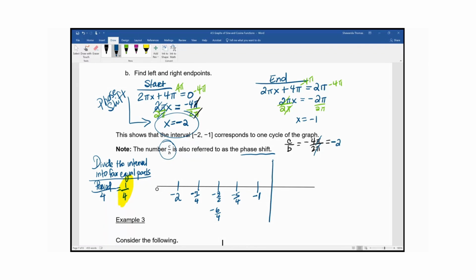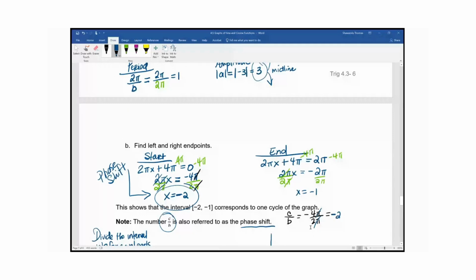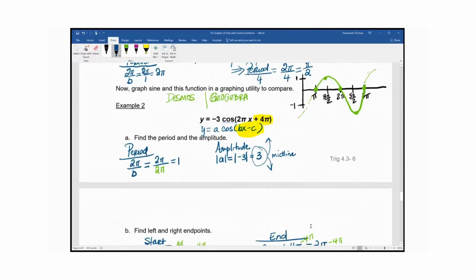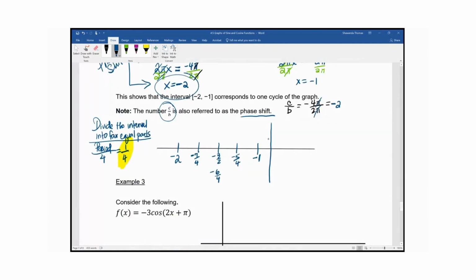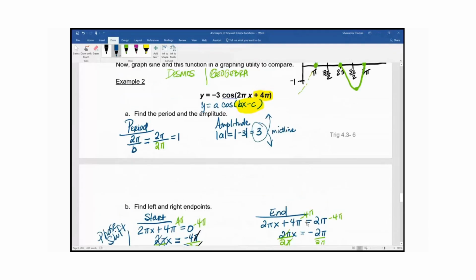I'm gonna put the y-axis right here. We're all the way to the left of that. Okay, what was our amplitude again? 3, right? So 1, 2. Let's just act like we put 3 here. Try to make sure it's evenly spaced. Okay. So this is a cosine function.